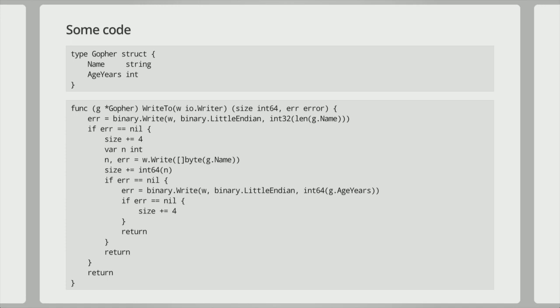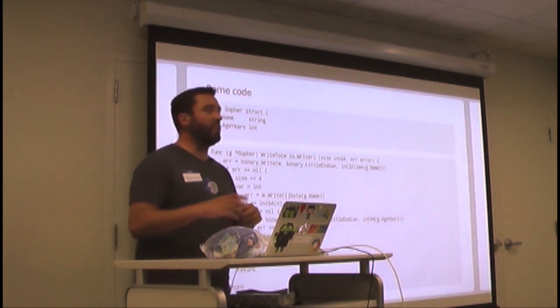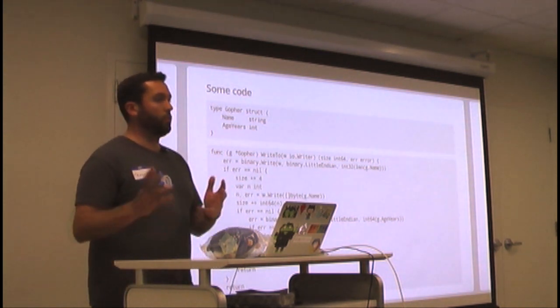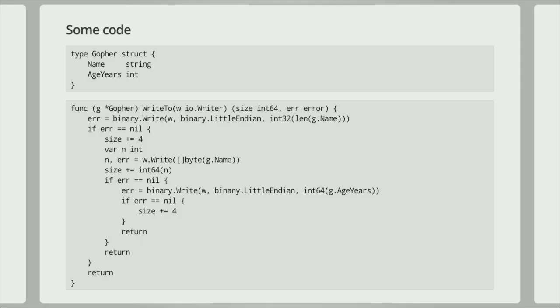OK, so I'm going to start with bad code. This is pretty awful code. What we have is a struct. It's a Gopher. A Gopher has an age and a name. And I want to implement this function, which is WriteTo. There's actually an interface in the io package, if you know it, which is WriterTo. Given a writer, it returns the number of bytes that it has written, and an error if something went wrong.